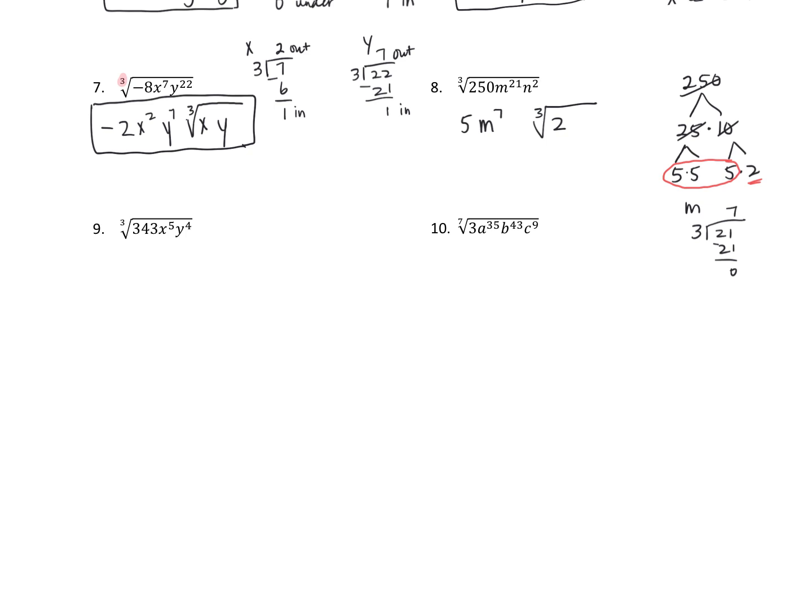And then we have n squared. Notice that the exponent here, the 2, is smaller than the root. That means you're not going to have a group of size 3. So anytime your exponent is smaller than the index, that's just going to stay put. So that's going to be it. Just to keep everything together better, I'm going to write it again. And that's it.